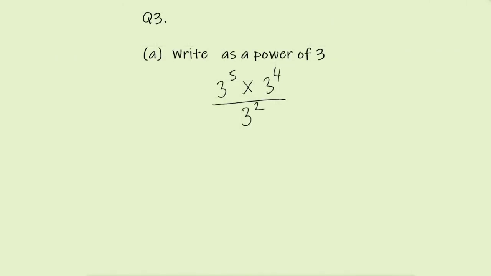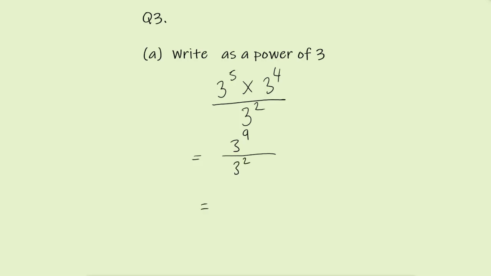Write as a power of 3. Now this is more like a foundation question, so we need to write it as a power of 3. Now we know that when you multiply we need to add the powers, so 3 to the power of 5 and 3 to the power of 4, when you times them, that should give us 3 to the power of 5 plus 4, which is 3 to the power of 9, and then we have 3 squared at the bottom.